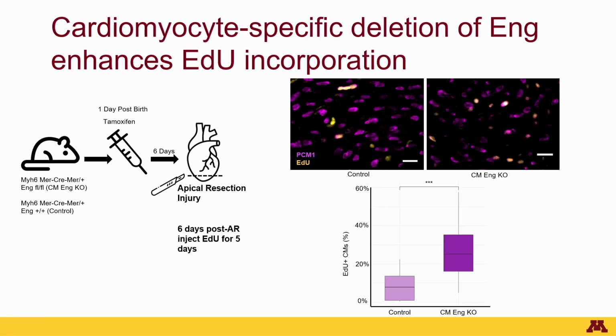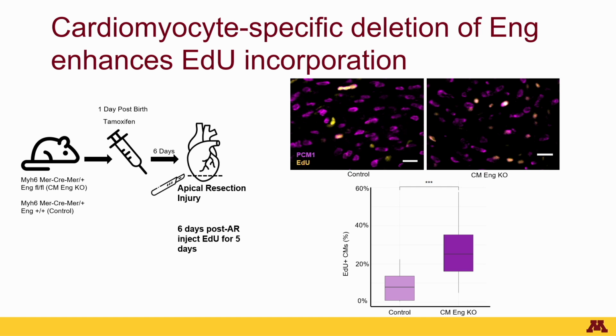But instead of going first for adults, we stuck with relatively young neonatal mice. We used endoglin floxed mice, crossbred them to the cardiomyocyte-specific inducible Cre, gave tamoxifen 1 day after birth, and then 6 days later performed apical resection, and then injected EDU 6 days after apical resection, and then measured EDU incorporation within cardiac myocytes that are marked by PCM1 staining.